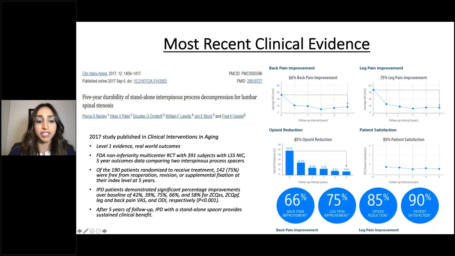Interspinous process decompression patients demonstrated significant improvement over their baseline in all Zurich Claudication Questionnaire areas, specifically patient satisfaction, leg pain and back pain improvement, patient performance, and ODI, which were all significant. And at the five-year follow-up, interspinous process decompression with a standalone spacer provided sustained clinical benefit.